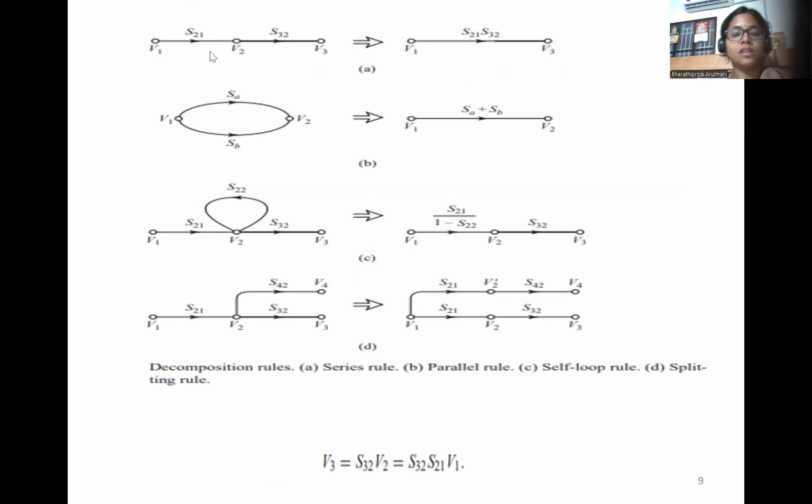So here, this is the decomposition rule. The first rule is the series rule, second is the parallel rule, this is the self loop rule, and the last one is the splitting rule. So after this, we can decompose the signal flow graph like this.